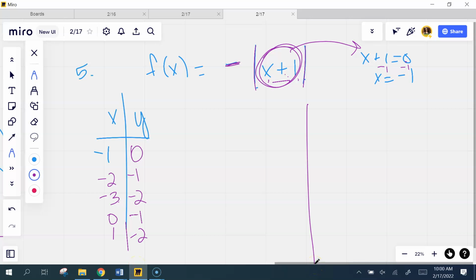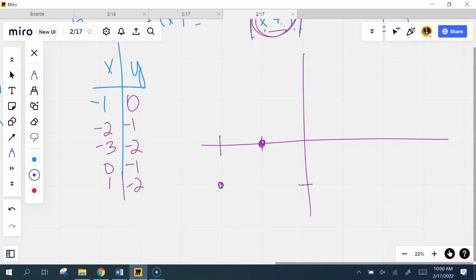This one looks a little different because it should be upside down. That negative in front makes it go upside down instead of right side up. So I have -1, 0. I have -2, -1. I have -3, -2. I have 0, -1, and I have 1, -2.